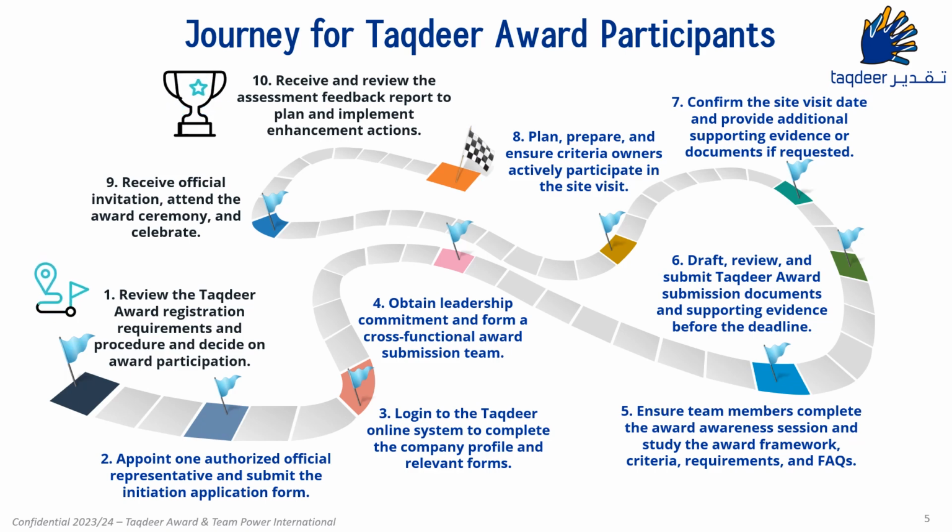Step 3. Log into the Taqdeer online system to complete the company profile and relevant forms. Based on the application, profile, and information submitted, the award office will make appropriate approval decisions. Step 4. Obtain leadership commitment and form a cross-functional award submission team. This team will be responsible for leading the award submission and assessment activities across the organization. Step 5. Ensure team members complete the award awareness session and thoroughly study the award framework, criteria, requirements, and frequently asked questions. This step is crucial.